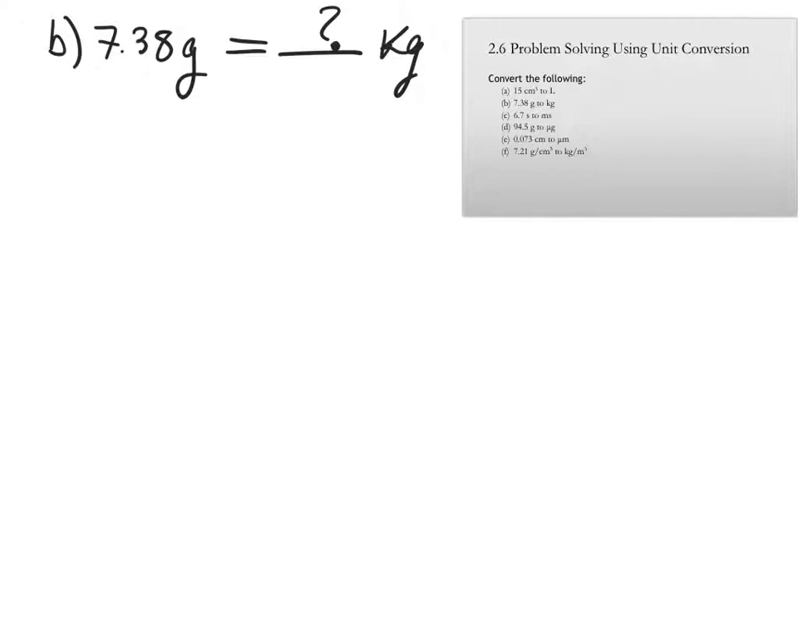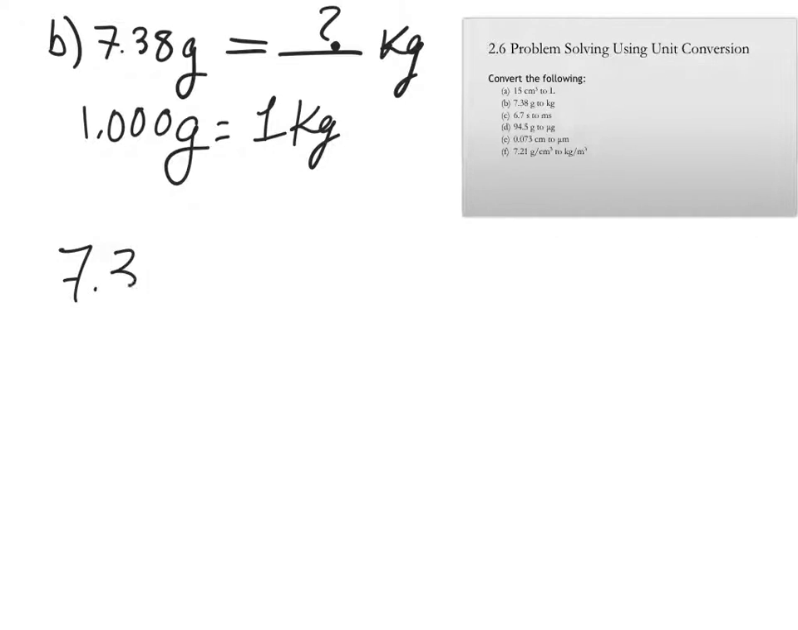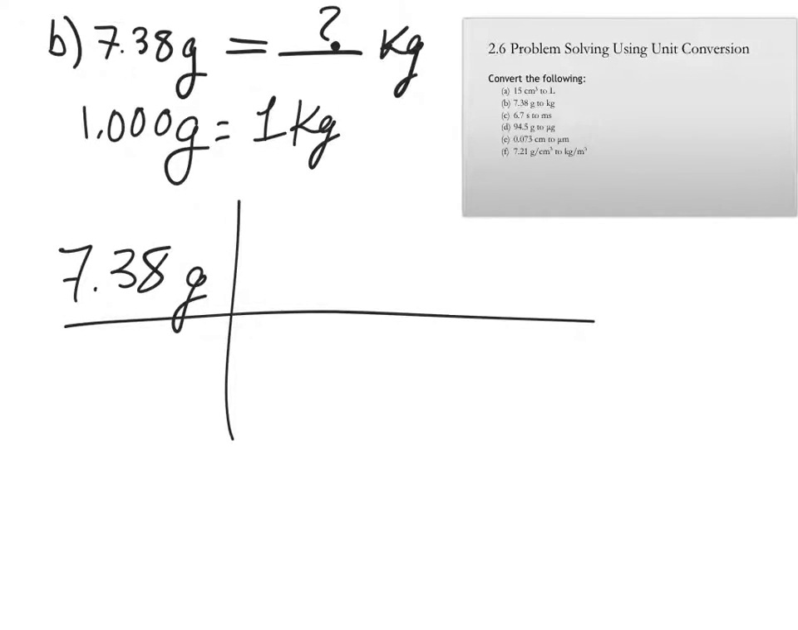The next problem is converting grams into kilograms. Now this one's pretty easy. You just have to realize that there are 1,000 grams in each kilogram. So we take 7.38 grams, and we're going to divide by 1,000 ultimately. 1,000 grams per each 1 kilogram.